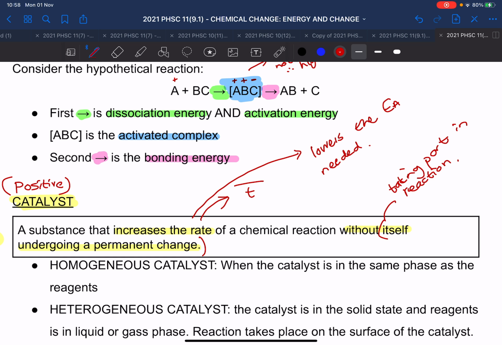And how does it speed it up? It makes the energy needed less. Instead of searching for years and years and meeting every person, now the energy is much less. You just go on your cell phone. So that is what a catalyst does.